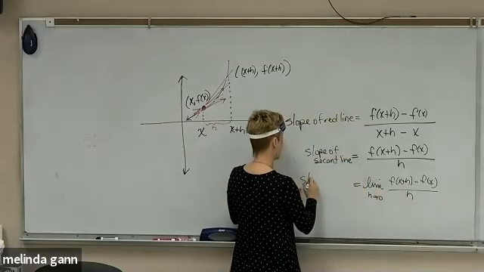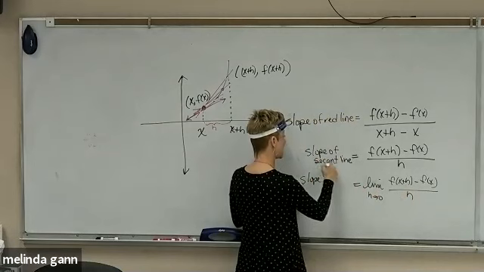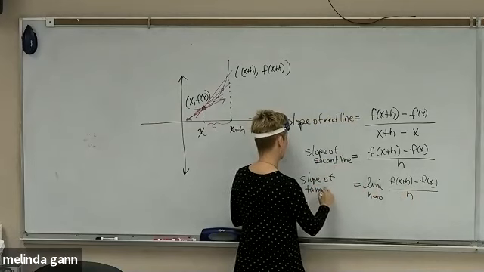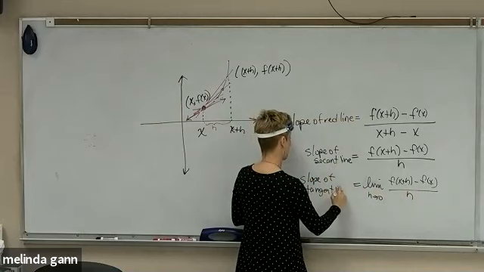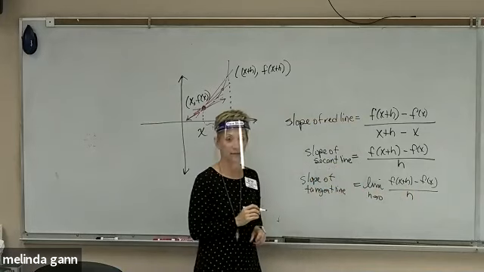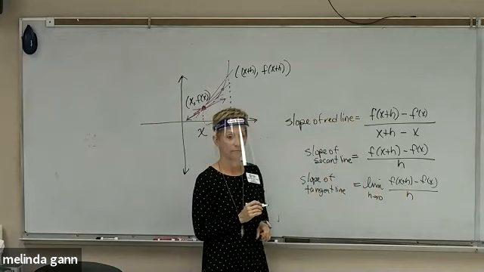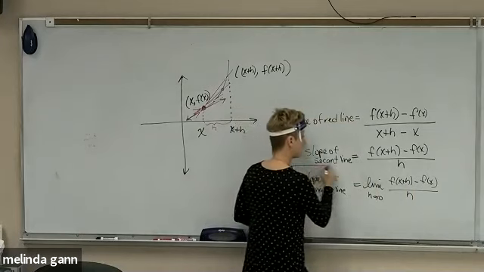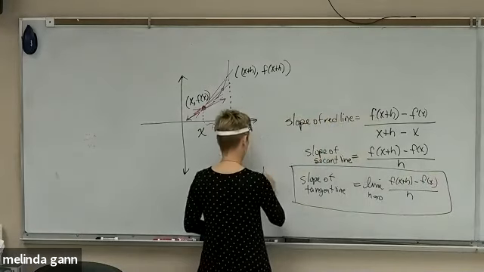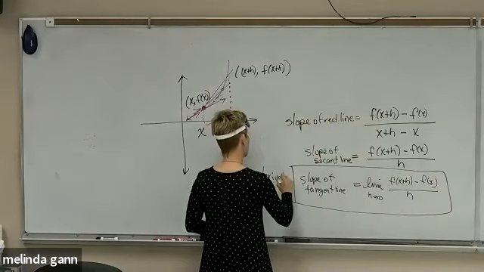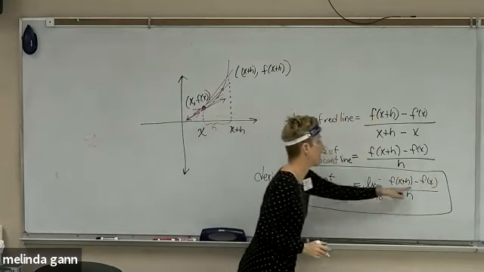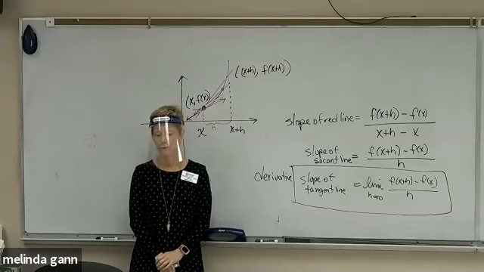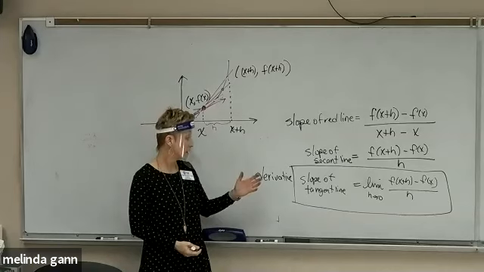That would be the slope of not a secant line, but a what? Tangent line. Does that make sense to everybody? That's a derivative. That is the definition of a derivative. It looks like a formula. It's just the slope of a tangent line.